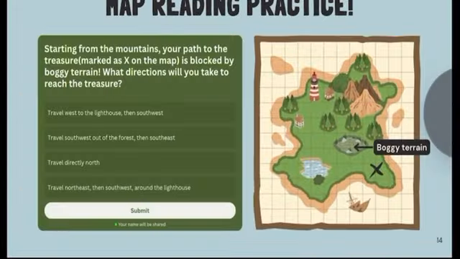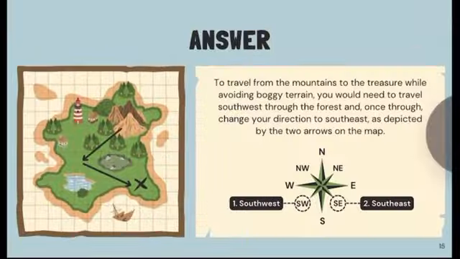Moving right along, you are starting from the mountains. Your path to the treasure, marked as X on the map, is blocked by a boggy terrain. Which directions will you take to reach the treasure? Well, you have to travel from the mountain to the treasure while avoiding the boggy terrain. You'd need to move southwest through the forest, and once through, change direction to the southeast as depicted by the 2 arrows on the map.